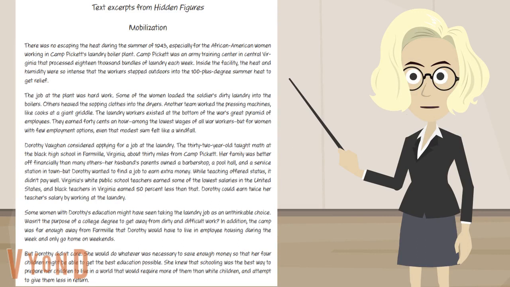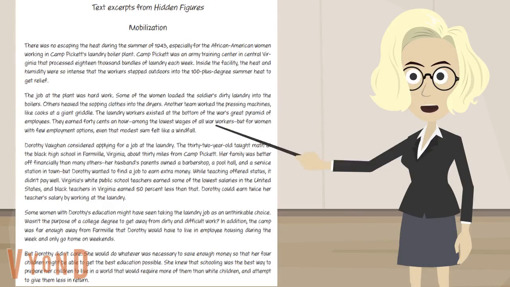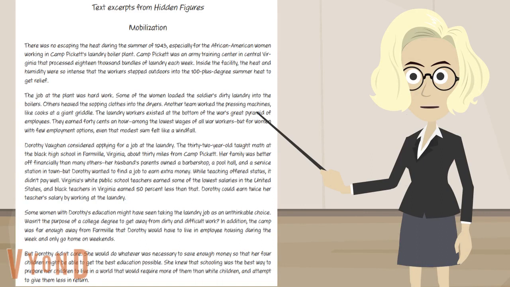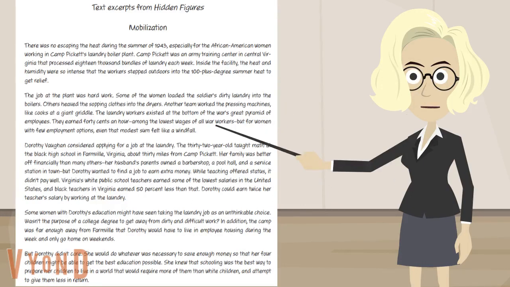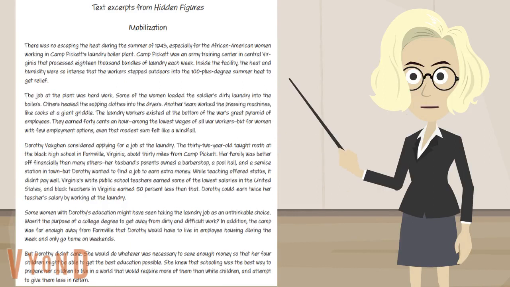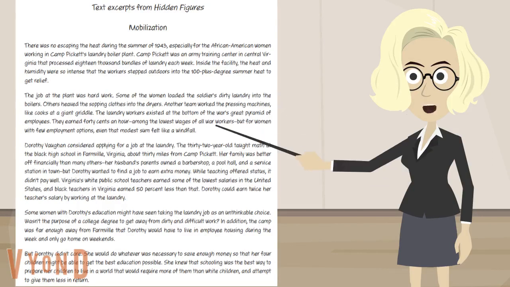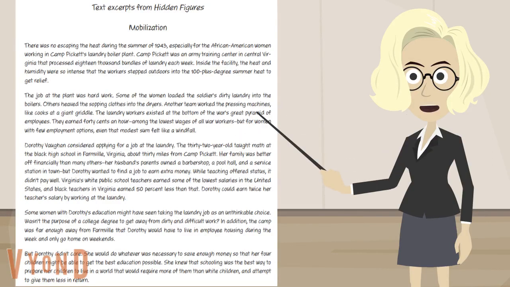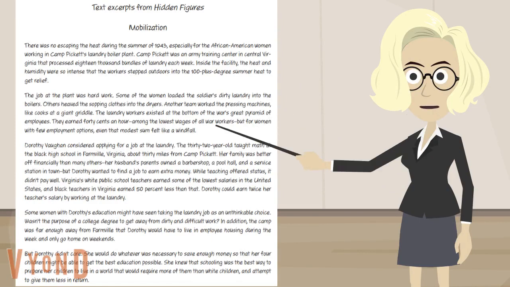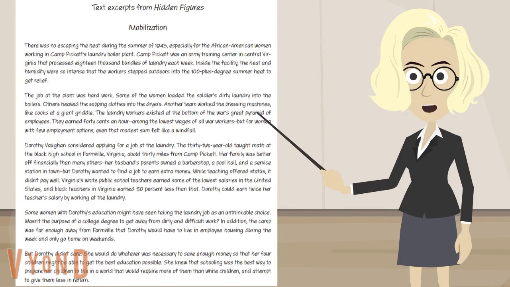The job at the plant was hard work. Some of the women loaded the soldiers' dirty laundry into the boilers. Others heaved the sopping clothes into the dryers. Another team worked the pressing machines, like cooks at a giant griddle. The laundry workers existed at the bottom of the war's great pyramid of employees. They earned 40 cents an hour, among the lowest wages of all war workers. But for women with few employment options, even that modest sum felt like a windfall.